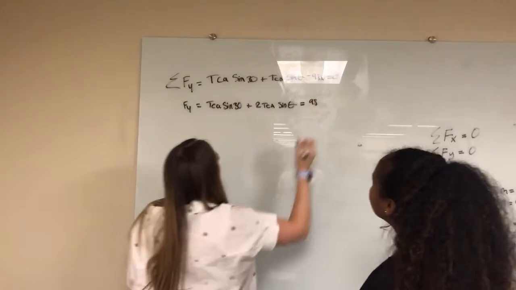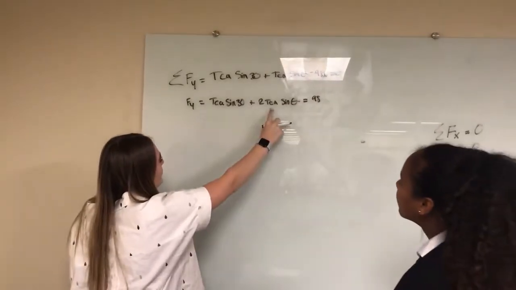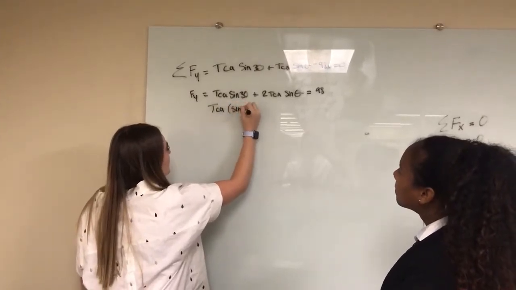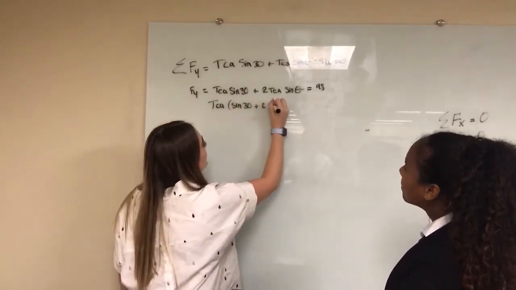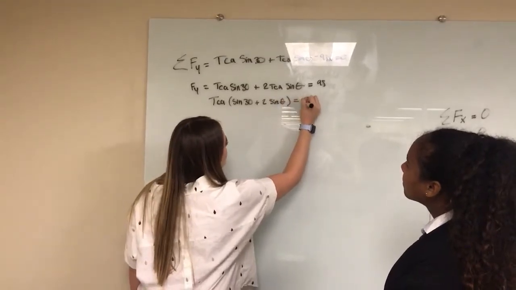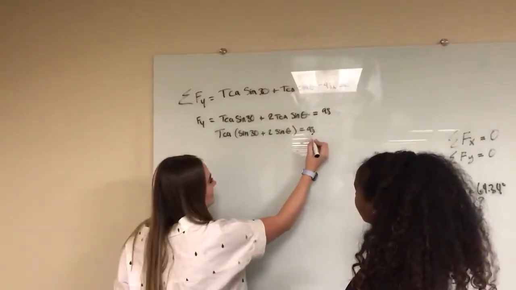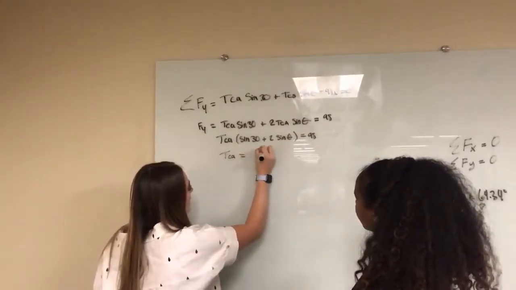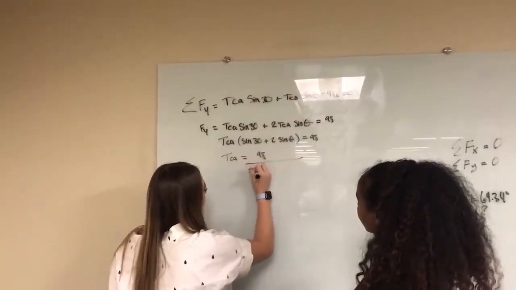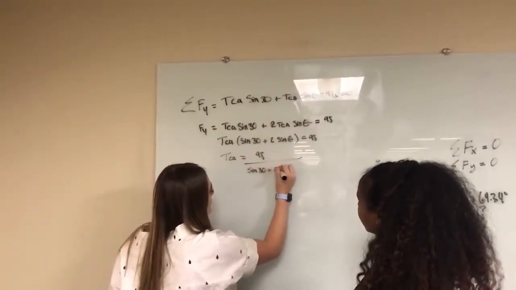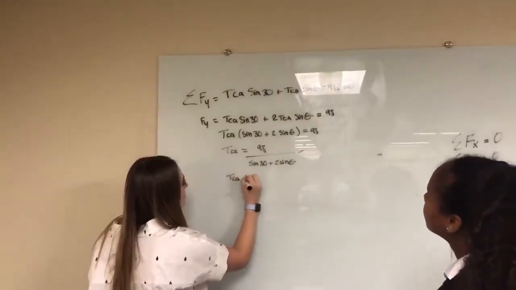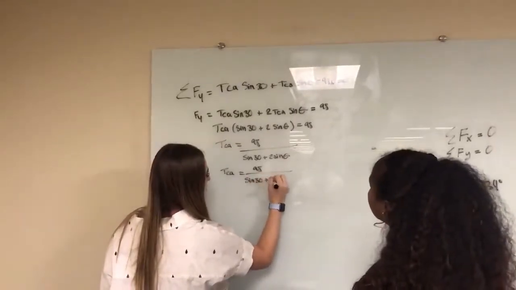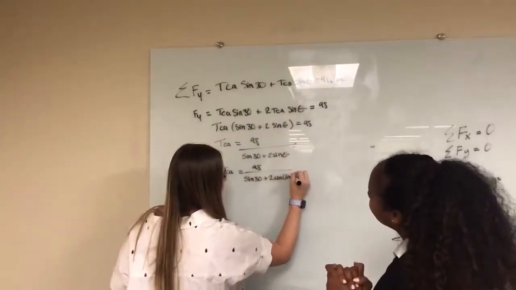Okay. So the next thing you're going to do, we have a common factor, so we're going to pull that out, TCA, and you're going to be left with sine 30 plus 2 sine theta, all equals 98. Next thing we can divide this 98 by this whole expression, and that equals TCA equals 98 all over sine 30 plus 2 sine theta. TCA equals 98 over sine 30 plus 2 sine 64.34.